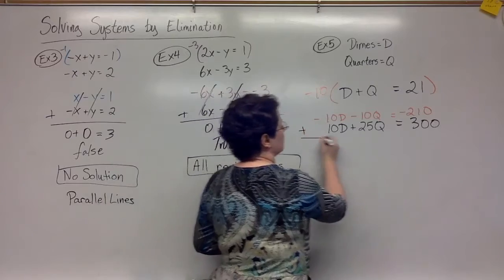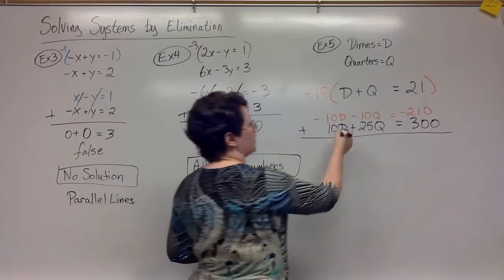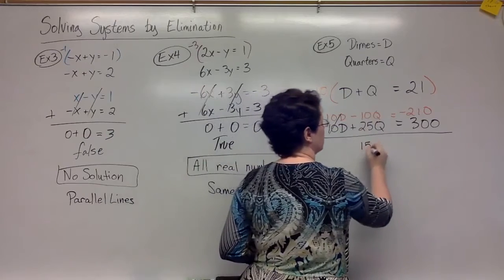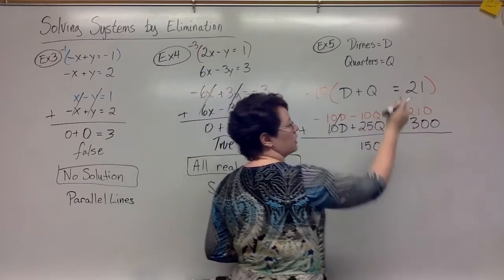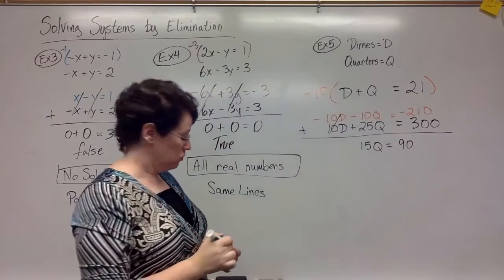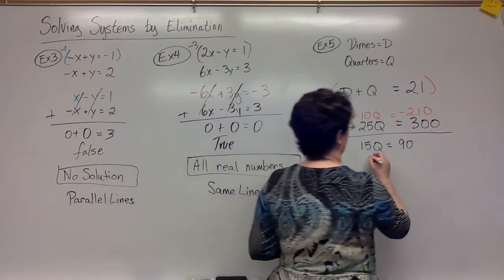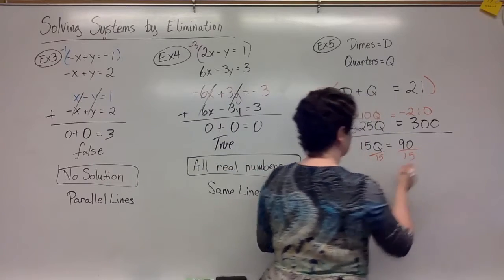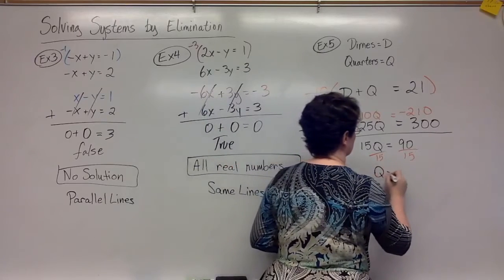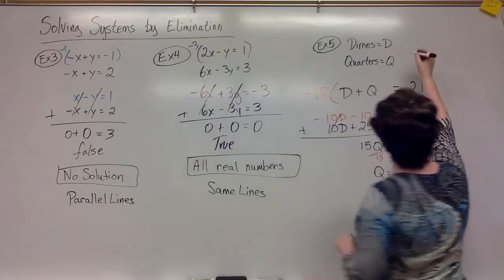So now let's add them together. We're on step 3, right? We got to add it together, okay? Dimes cancel. Now we're doing quarters. 25 minus 10 is 15. And then 300 minus 210 is 90. That looks easy enough. I just got to divide by 15, right? Divide by 15, divide by 15. Okay? What's 90 divided by 15? 6. Okay? So I have 6 quarters.